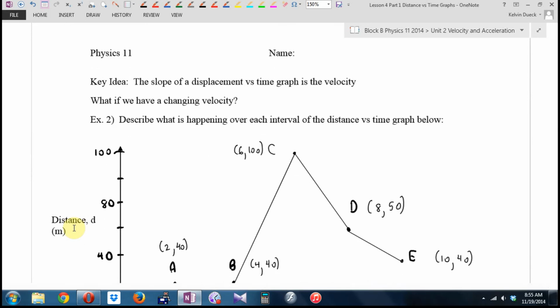Here is the key idea. Thomas, can you read to me the key idea? The slope of a displacement versus time graph is the velocity. Lightning should flash. Thunder should roll. It's the key idea. Ta-da! The slope of a displacement versus time graph is the velocity. In fact, I'm going to go like this.